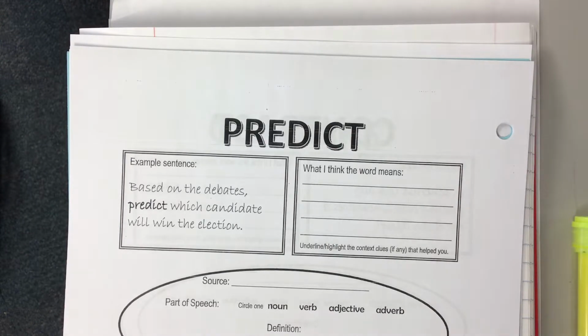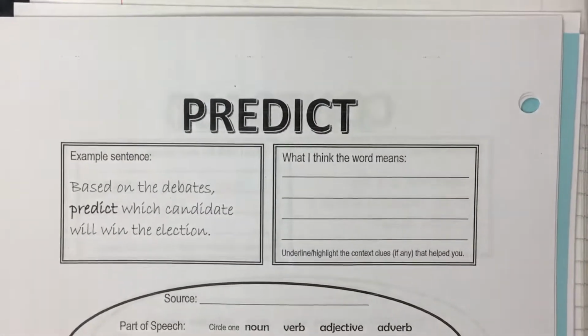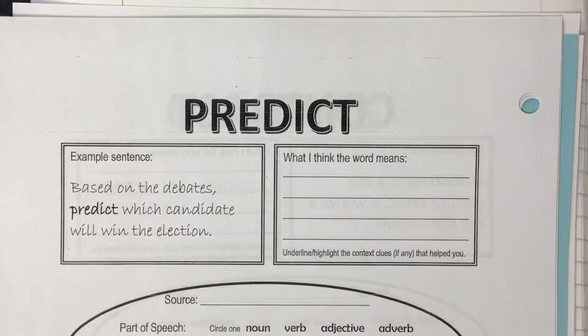Okay, so the first word is predict. Now that is a word that we are all fairly familiar with. An example sentence says, based on the debates, predict which candidate will win the election. What do you think the word predict means based on the sample sentence? What do you think it means to predict? We already have some background knowledge about this. Sophie?